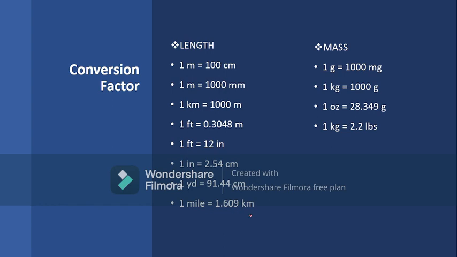1.609 kilometers. Now, in terms of mass, we have 1 gram, which is equivalent to 1,000 milligrams. 1 kilogram is equivalent to 1,000 grams, and then 1 ounce is equivalent to 28.349 grams. Then 1 kilogram is equivalent to 2.2 pounds. So this is actually a mixture of English units and at the same time SI units.